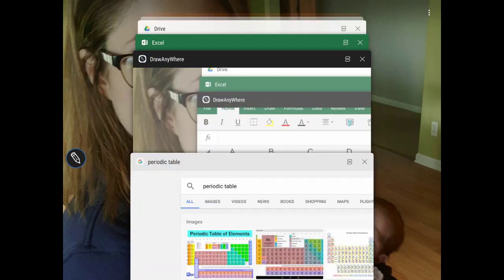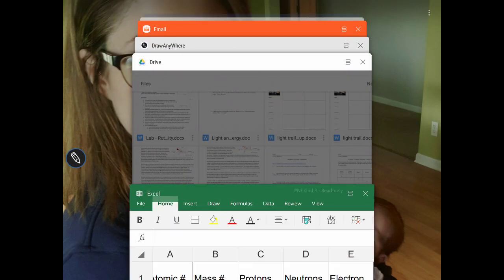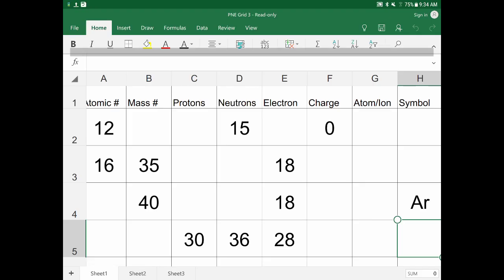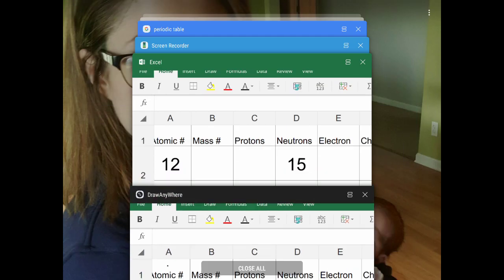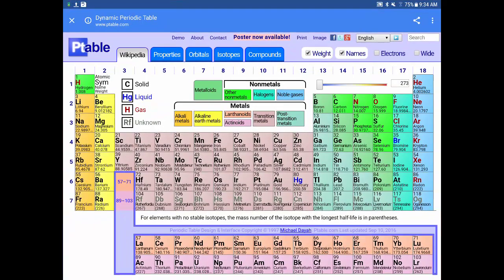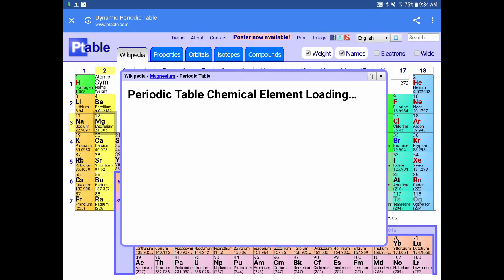All right, we are going to do some P&E grids. Now, first, the most important number of an element is the atomic number. That tells you what element it is. So first thing we're going to do is look up this atomic number. So it's atomic number 12. We're going to go to our periodic table and see that atomic number 12 is magnesium.